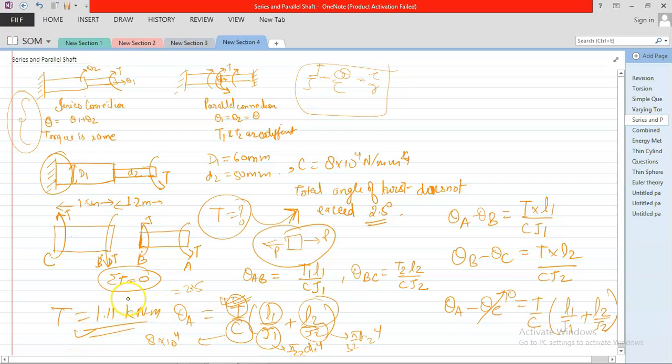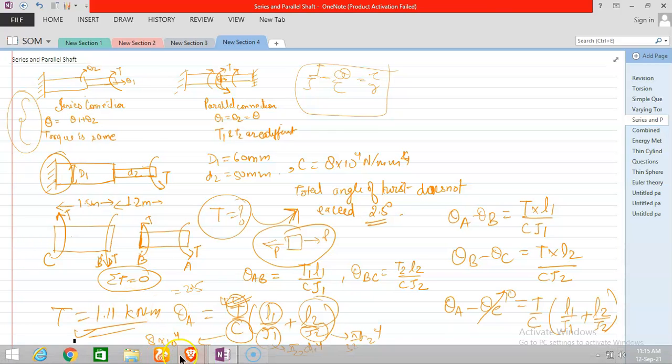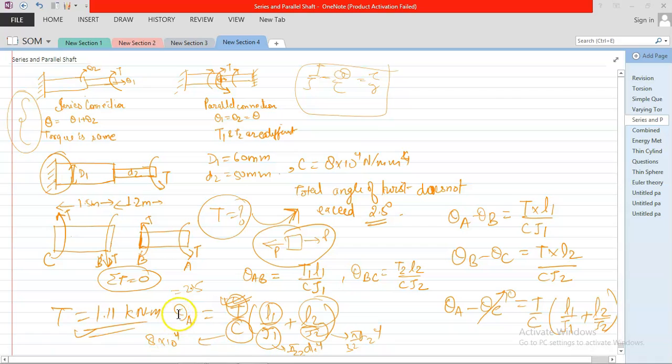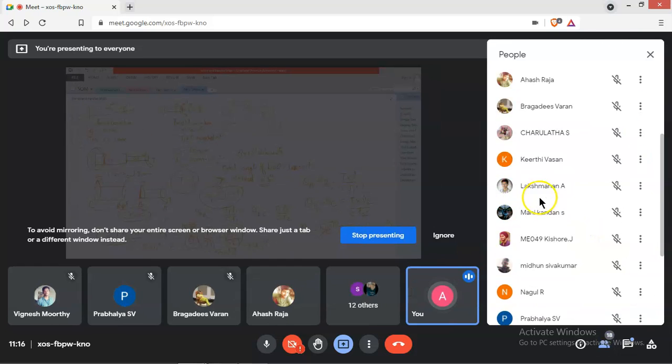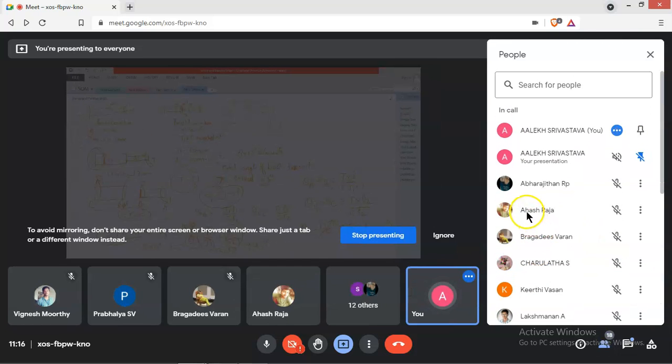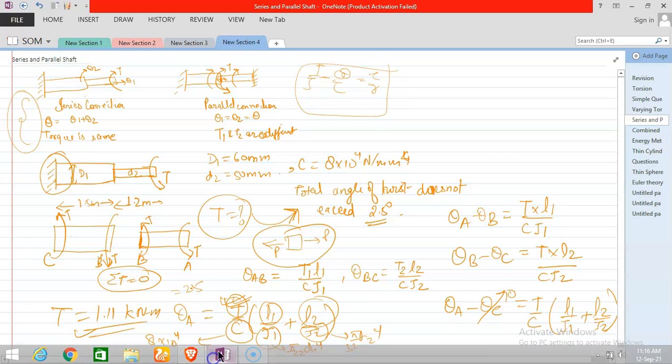Now you know theta A, that is 2.5 degree. You know the value of C, that is given 8 into 10 to the power 4. You need to find the torque. You are given L1, you are also given J1, that is pi by 32 D1 raised to the power 4, and J2 is pi by 32 D2 raised to the power 4. You know L2. So every quantity you know except T, you can directly find T. So what is the value of T? Let me write directly the answer. It is 1.11 kilonewton meter.